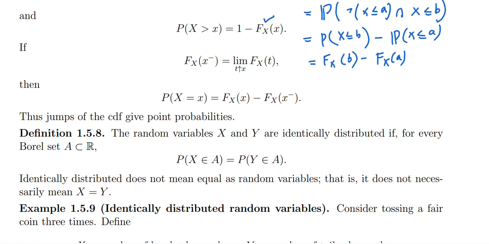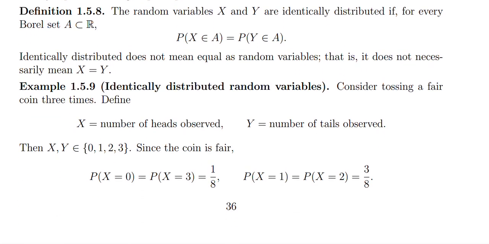Let us see the definition of IID. Random variables X and Y are identically distributed if for every Borel set A subset of R, probability of X belongs to A is the same as probability of Y belongs to A. A Borel set is like the sigma algebra generated from the open sets, I believe. Identically distributed does not mean equal; it is not necessary that X equals Y.